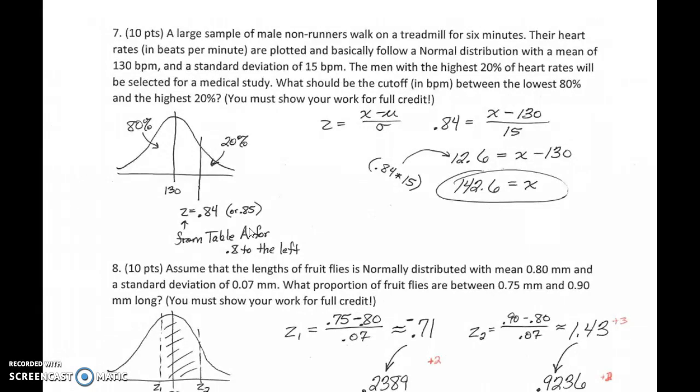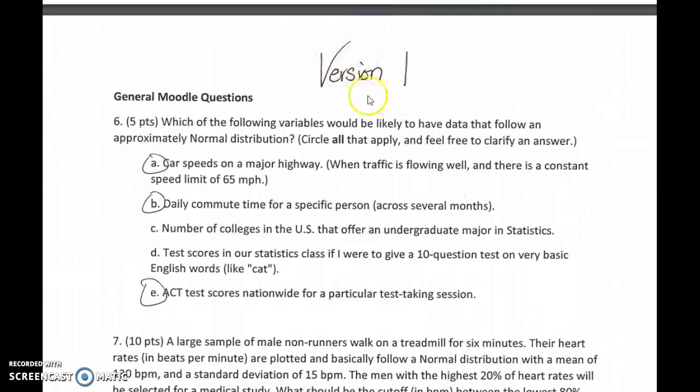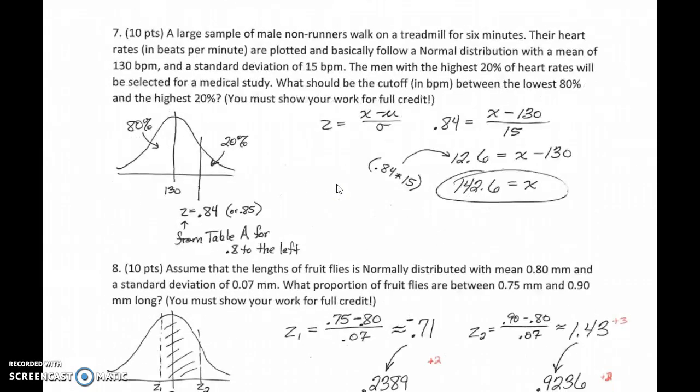Okay, let's skip down to number 7 here. And I'm just going to do it for this version. Notice you may have the other version. If you do, use the PDF to see the exact numbers, the PDF solution, and you can use the video to see the process here. So we have these males who aren't typical runners, walk on a treadmill, and then get their heart rates. We get the distribution of all their heart rates as 130 is the mean, standard deviation 15.